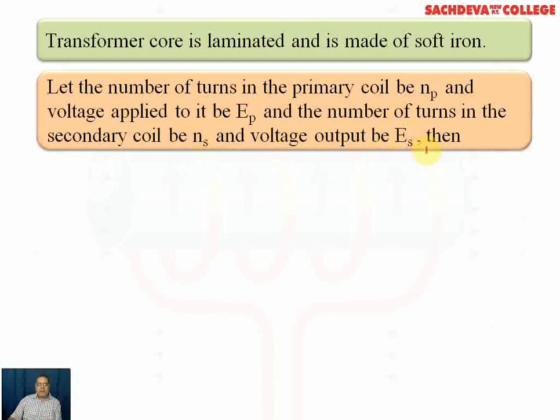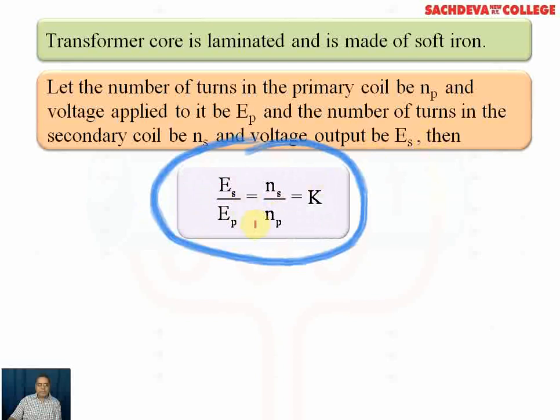By varying the number of turns in the primary and secondary, we can step up the voltage or step down the voltage. Now, the main formula for the transformation is Es over Ep equal to Ns by Np. Es stands for the voltage coming out of the secondary, that is the output voltage, and Ep stands for the input voltage, that is the voltage fed to the primary. Ns stands for the number of turns in the secondary and Np stands for the number of turns in the primary.